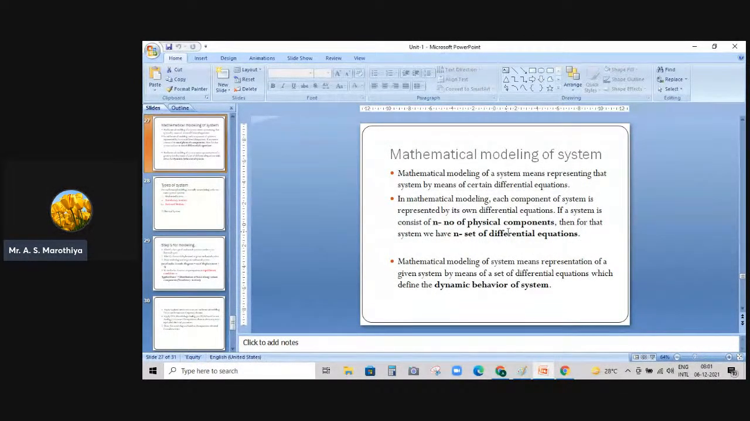And we are also going to discuss how to find the transfer function of a system if the system is represented in the form of mathematical equations. For example, if the system is represented in the form of a differential equation, how to find its corresponding transfer function. That portion we are going to cover in the next topic or next lecture.